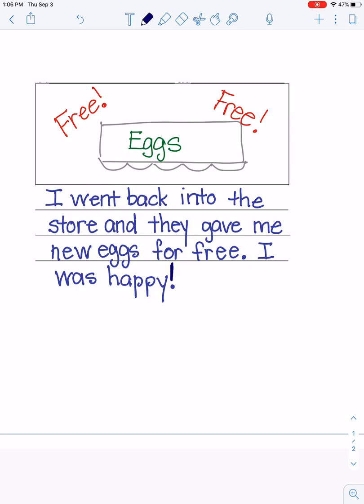Okay, so I'm challenging you right now to go back, reread your story very, very carefully, and look for mistakes. Correct those mistakes, and then your story is ready to publish. You can staple your pages together and you can share it with your family, or you can bring it to school if you're coming to school next week, and you can share it with your class or even with Miss Hunt in the library. Okay, writers, off you go.